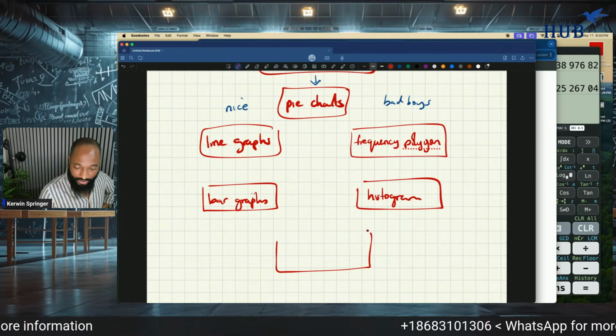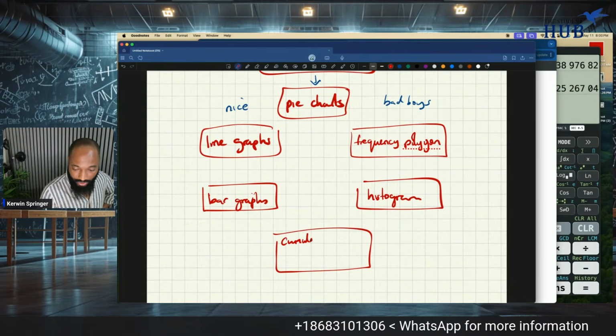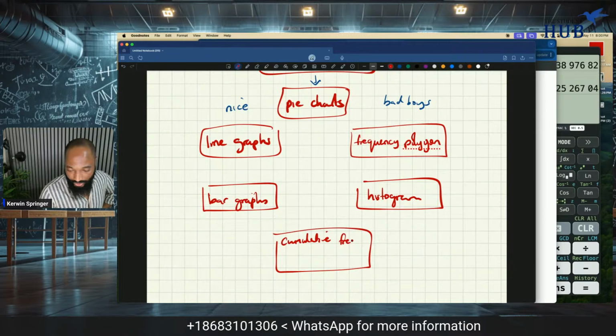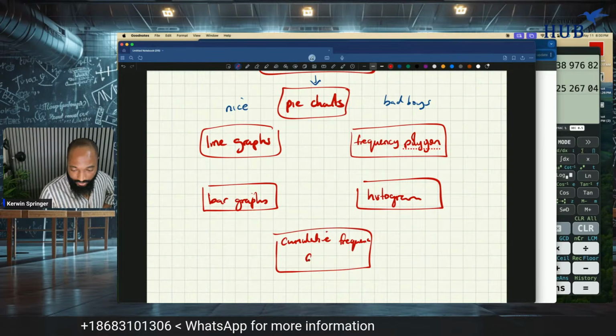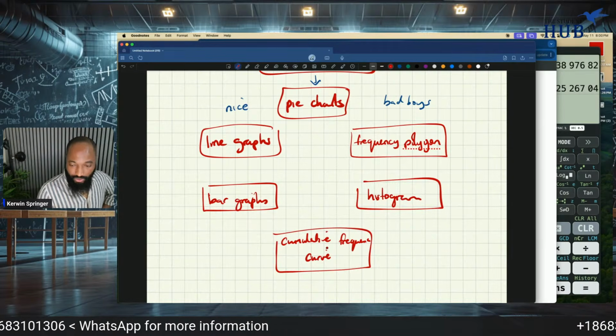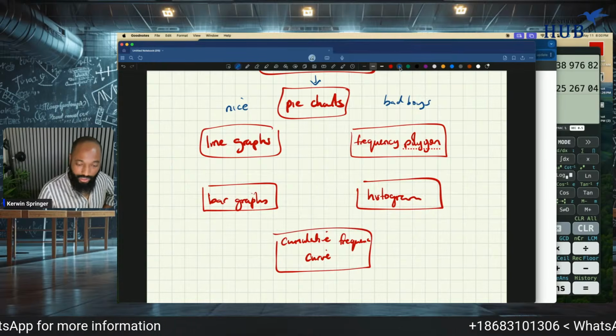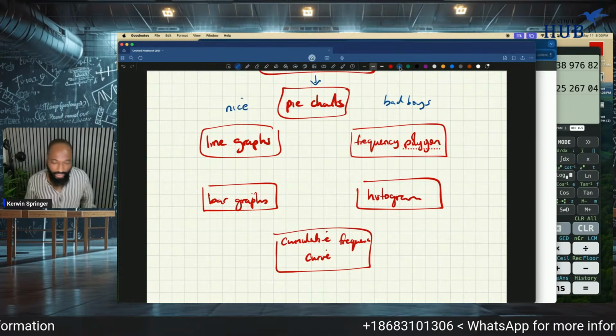The missing graph is the cumulative frequency curve. So a quick look at how each one of them looks.